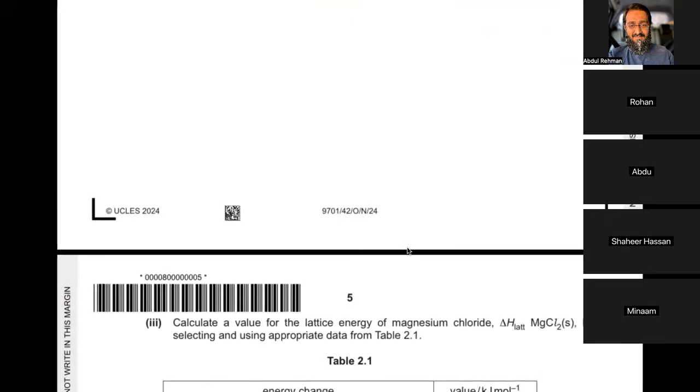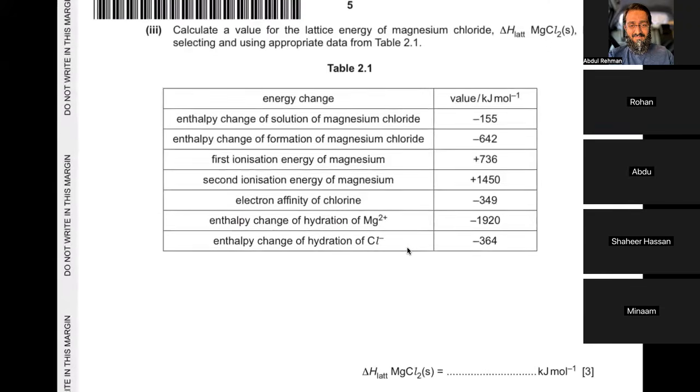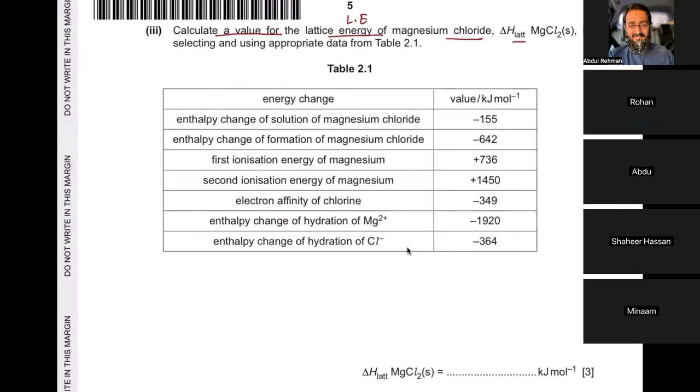Now, next part. Calculate a value for the lattice energy for magnesium chloride by selecting using appropriate data from the table 2.1. So what we are given with, we are given with the formation, we are given with the solution, we are given with the first ionization.